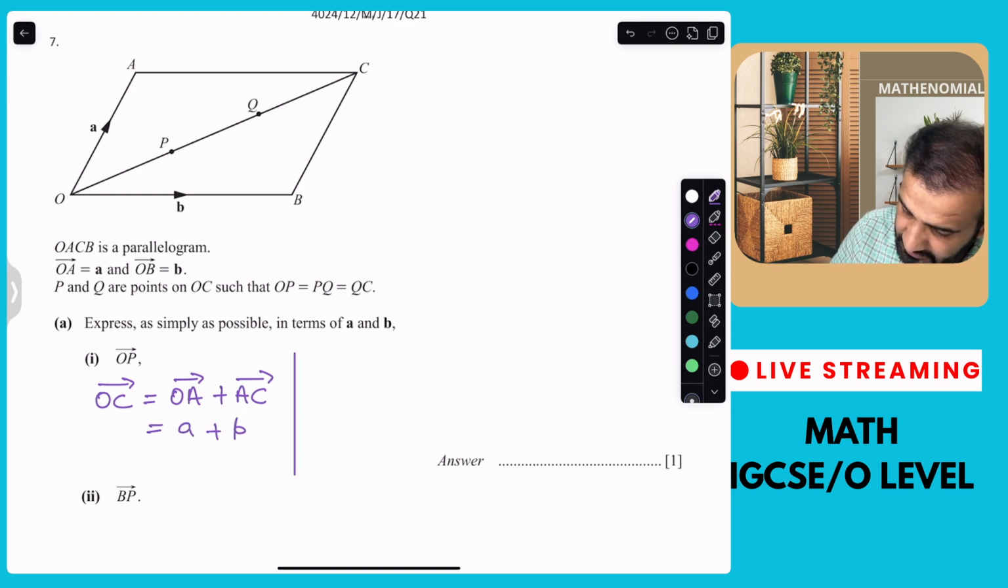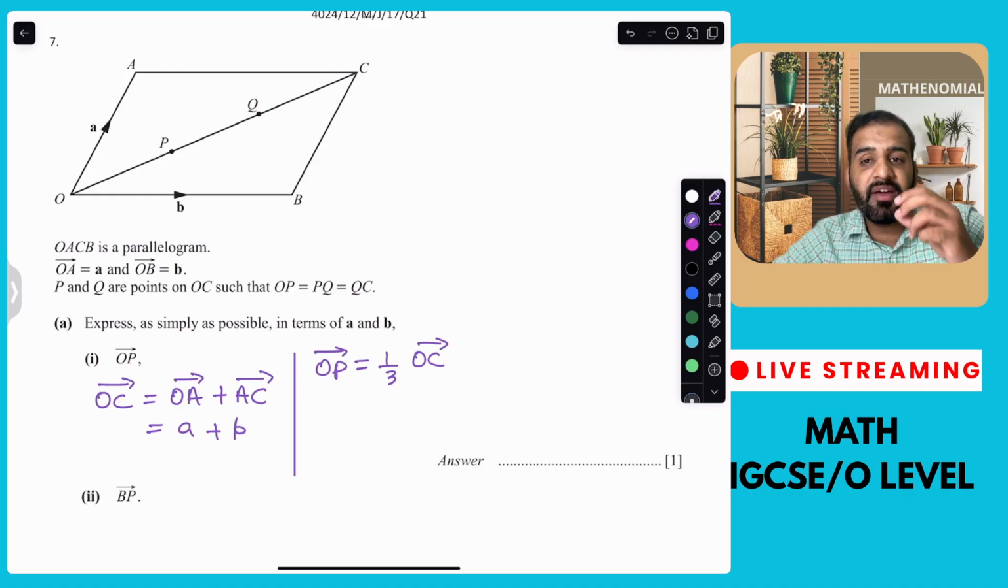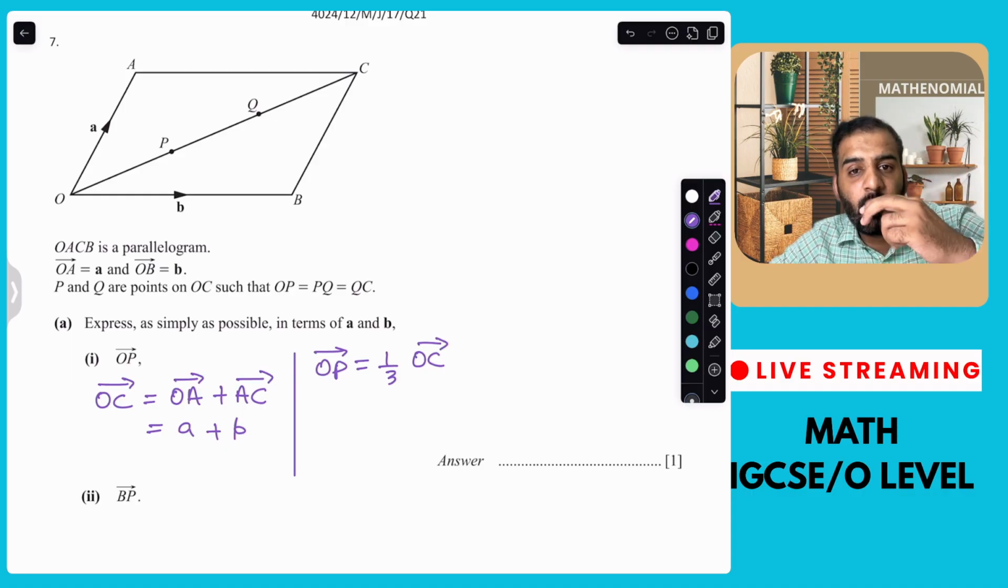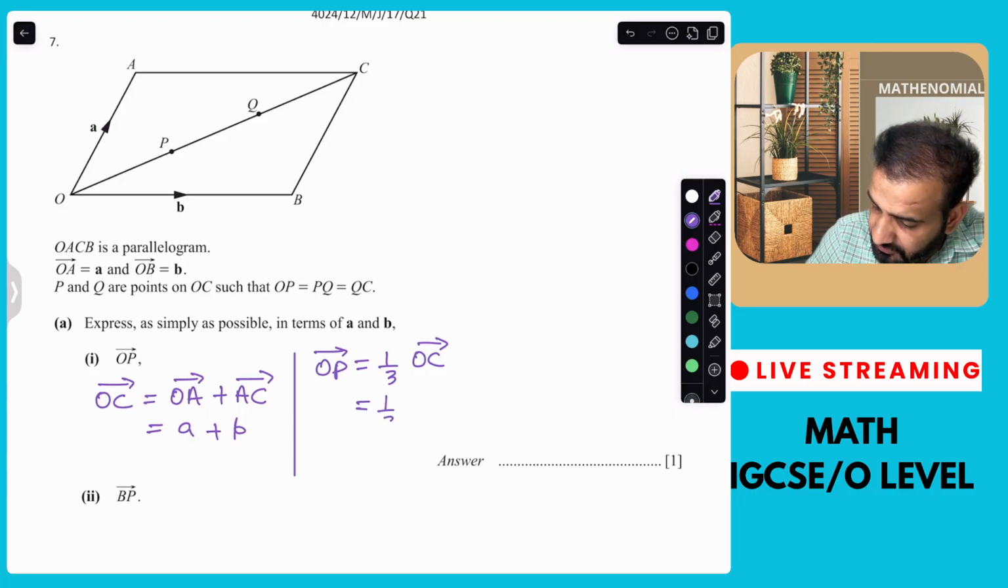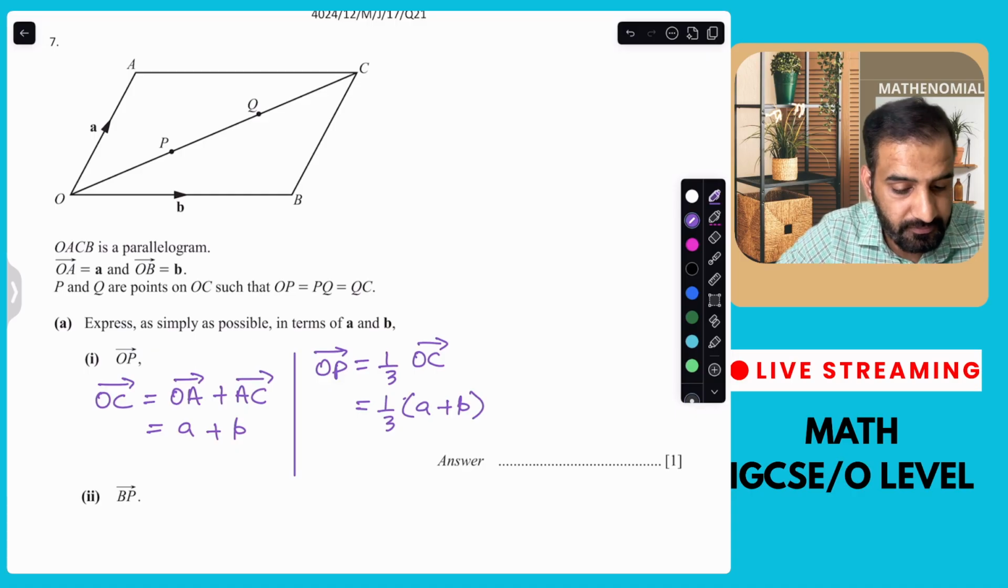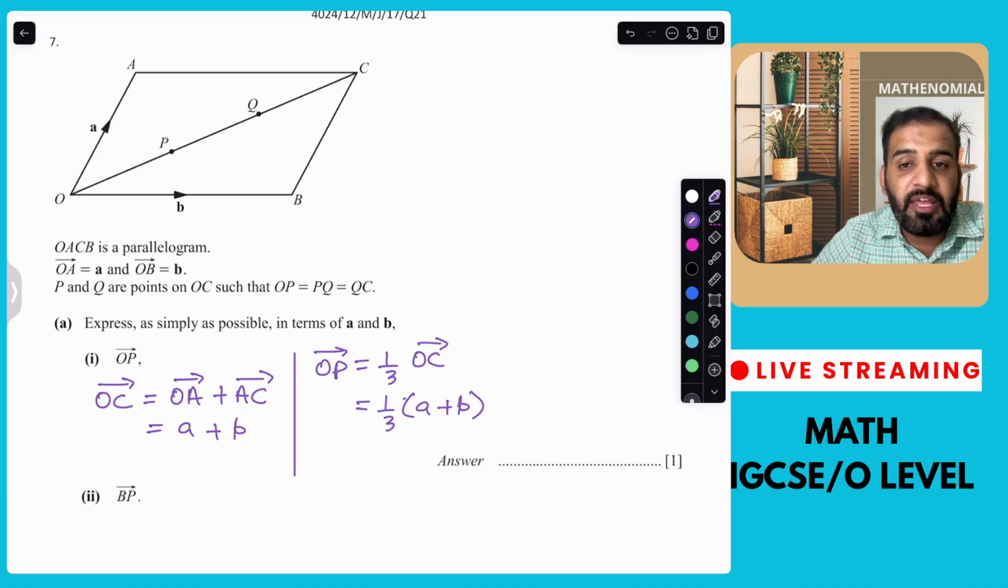Next, can we say that OP is actually 1/3 of this OC, because OC is divided into 3 equal parts: OP, PQ, QC. So it is 1/3 of A plus B. That's it.